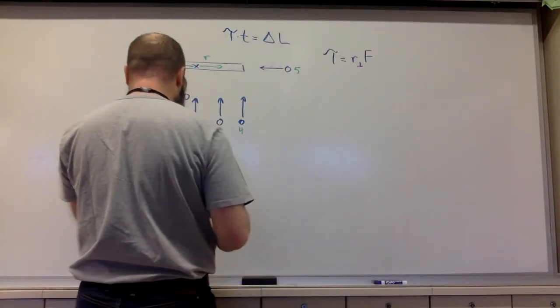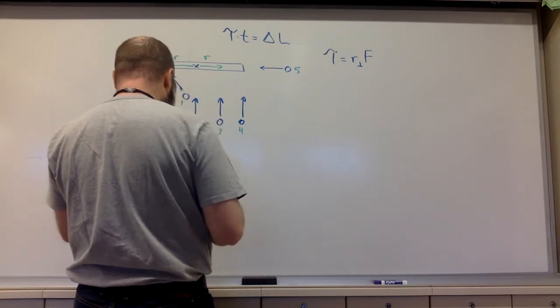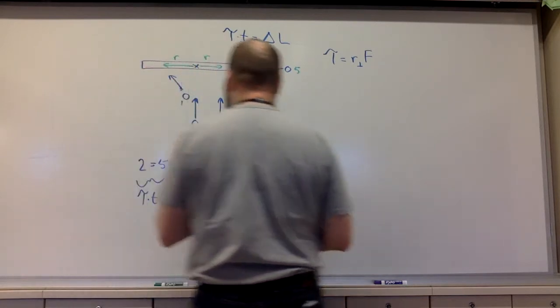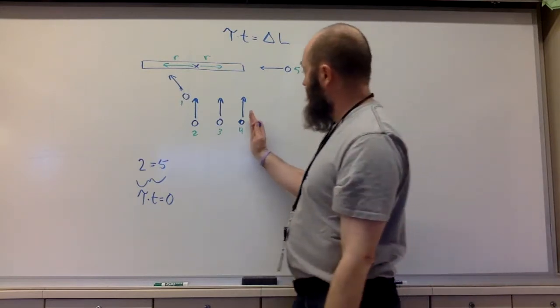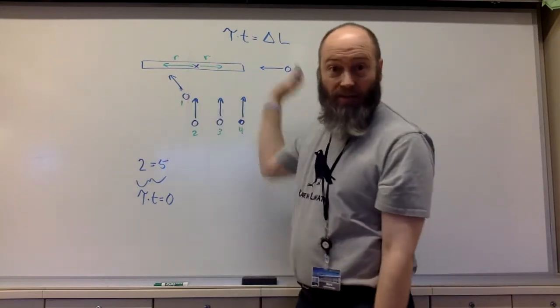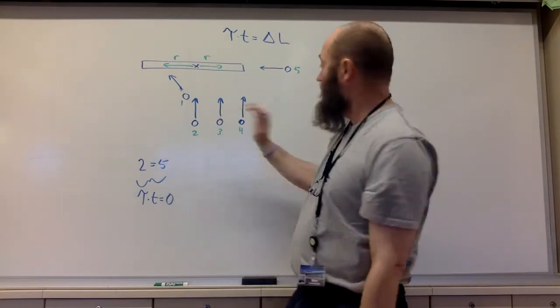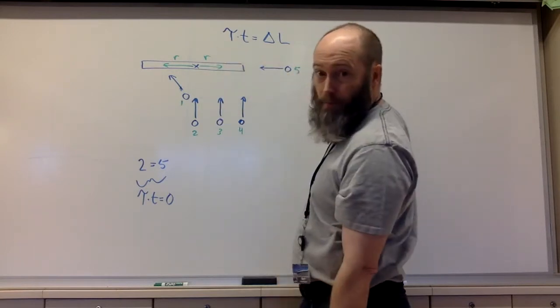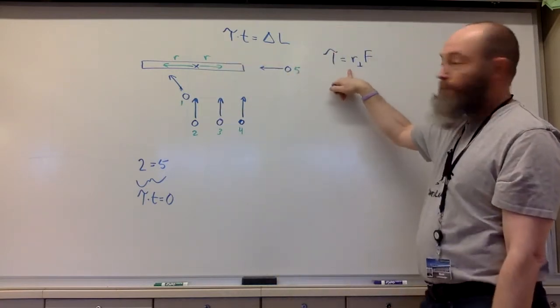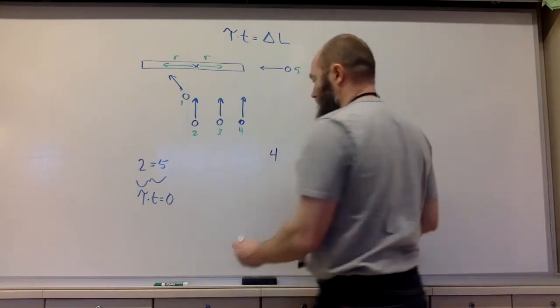So 2 equals 5 because the angular impulse is going to be 0. The biggest one would be 4, and hopefully that makes sense: assuming they all have the same mass and the same speed, they would all exert the same force on that stick. Torque is force times lever arm, and 4 would have the biggest lever arm. So 4 is going to be the winner.